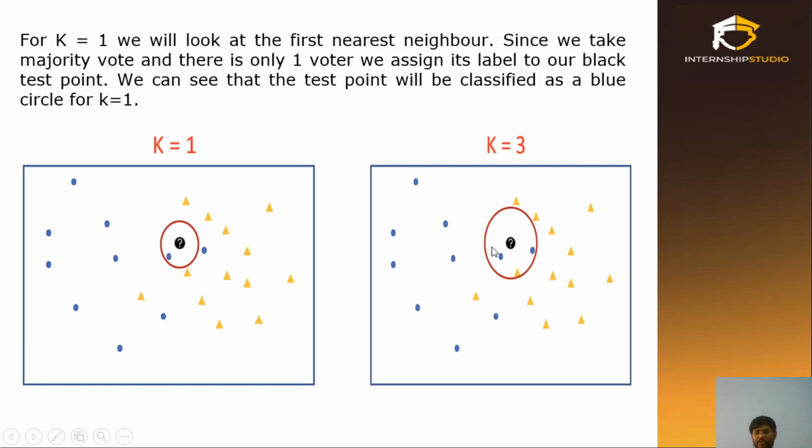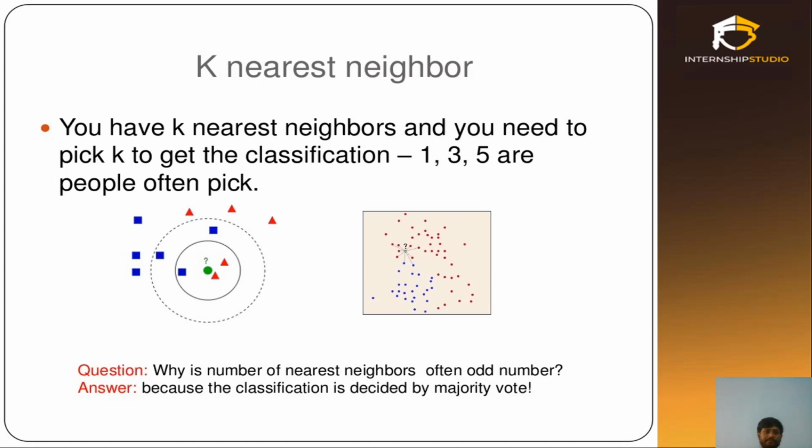If you do a voting, blue is the majority. So obviously you can associate, or group, this particular unknown sample into the blue class. So it belongs to blue. This is basically how a KNN algorithm works.